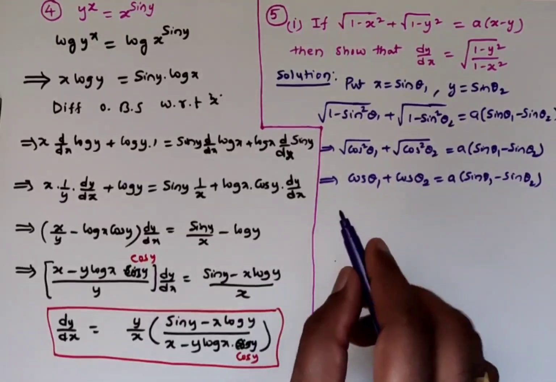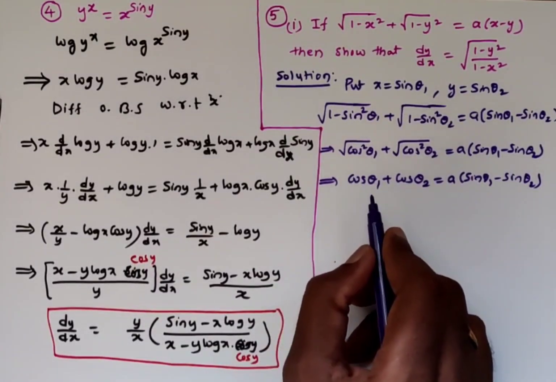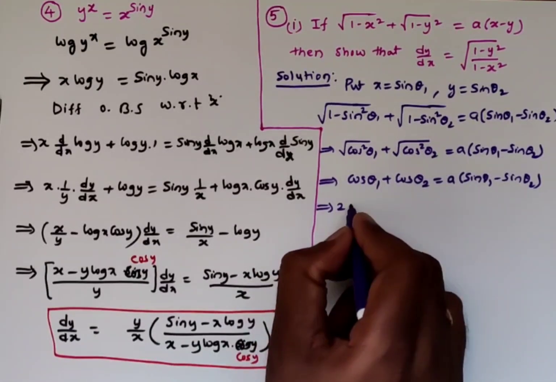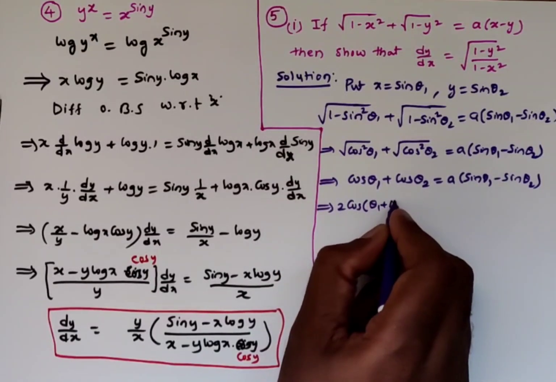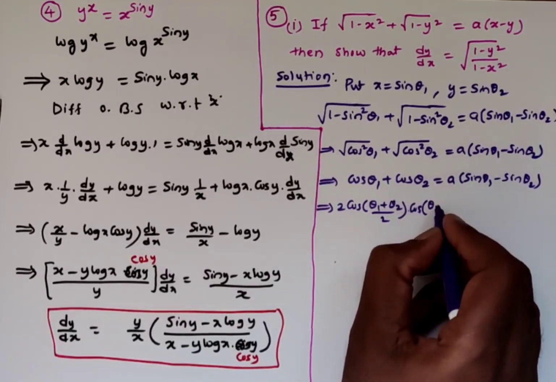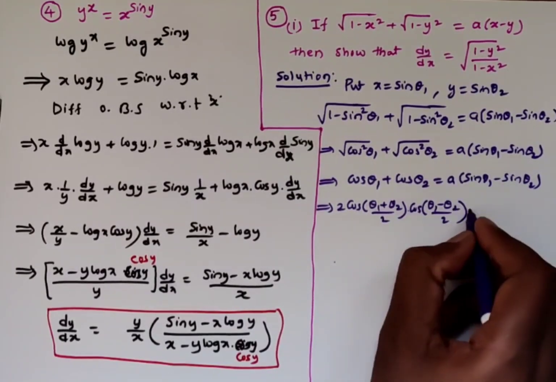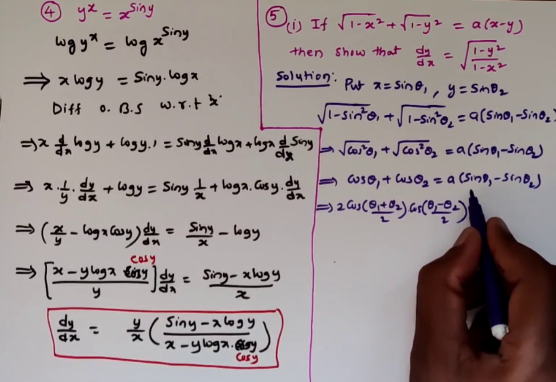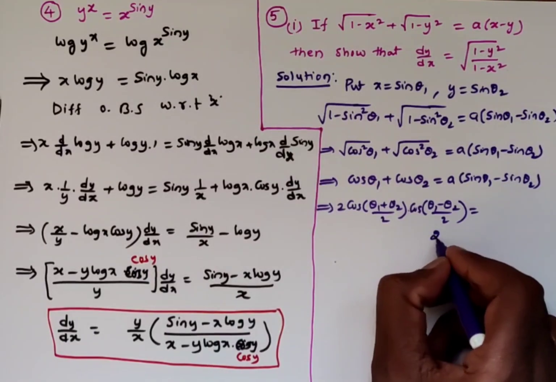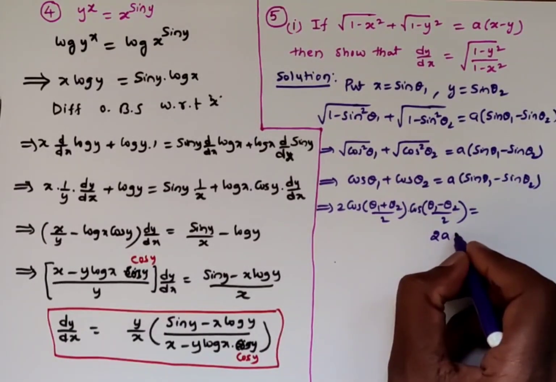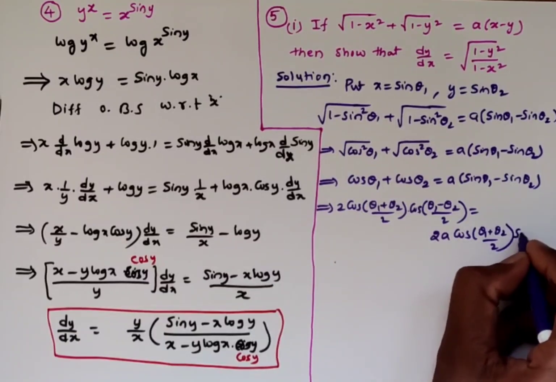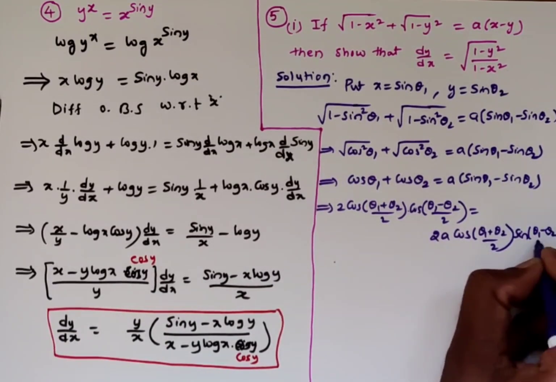Now here you need to use the transformations from trigonometric ratios. Cos C plus cos D. We have a formula: cos C plus cos D is 2 into cos of C plus D by 2 into cos of C minus D by 2. Here C and D are theta 1 and theta 2. Similarly, the sin C minus sin D formula. So 2 into a into sin C minus sin D is 2 into cos of C plus D by 2 into sin of C minus D by 2.